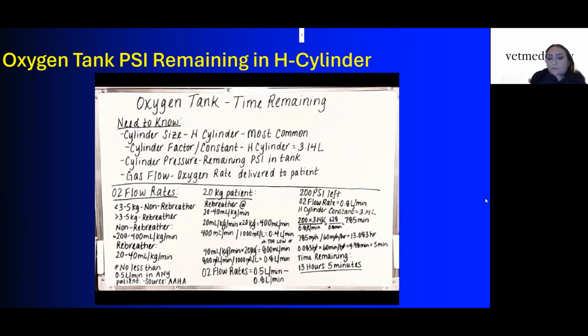So 785 minutes divided by 60 minutes an hour gives us 13.083 hours. To find out how many minutes that is, 0.083 hours times 60 minutes an hour equals 4.98 minutes, or 5 minutes. So the time remaining in our H cylinder is 13 hours and 5 minutes at a flow rate of 0.8 liters per minute. So that is plenty of time to get surgery done for this patient with just 200 PSI left.